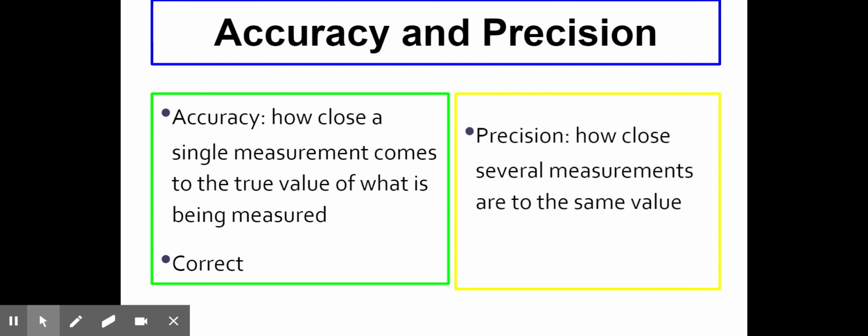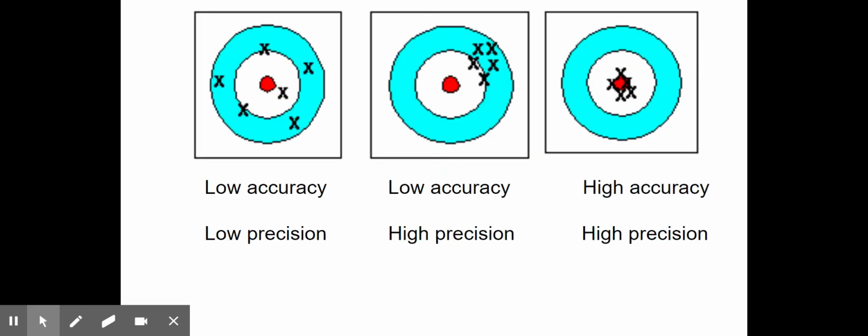Precision is this: normally as a scientist we have to repeat what we measured, right? We have to repeat a few times to figure out if we got the right results. So precision is how close those several measurements are to the same value. Basically it's talking about whether our test results can be reproduced. These two are different. Accuracy is compared to the true value. Precision is compared to each other. Here is a picture showing you what it means.